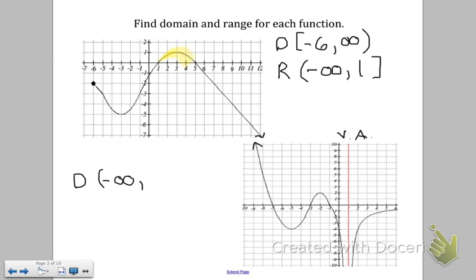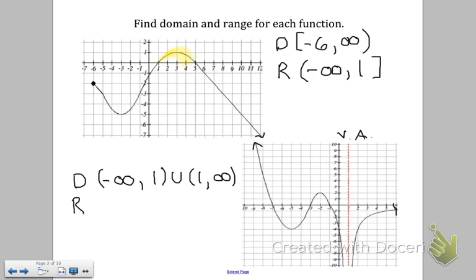Now, when we look from left to right, we've now got a break in the graph at an x value of 1. So we're going to stop at 1. It never actually touches that value of 1. It just gets closer and closer. So it's not included, which means we use a parenthesis. Then we pick up on the other side of that value of 1, and we go all the way to positive infinity. Anytime you have two pieces like that in your domain, you always need to join them with a union symbol.